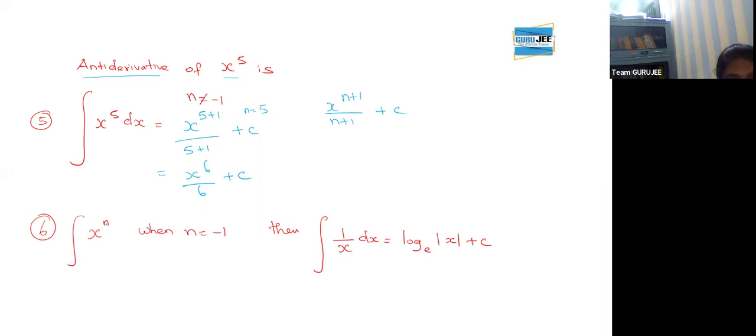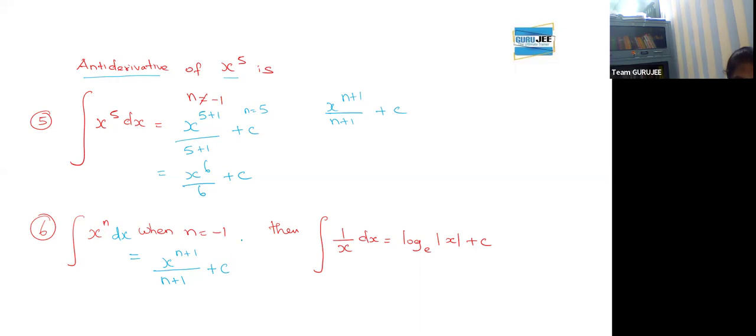Integrate x power n dx. When n is not equal to minus 1, then the value will be x to the power n plus 1, because there is no integer given, n itself is given. So write the formula: x to the power n plus 1 by n plus 1 plus c.